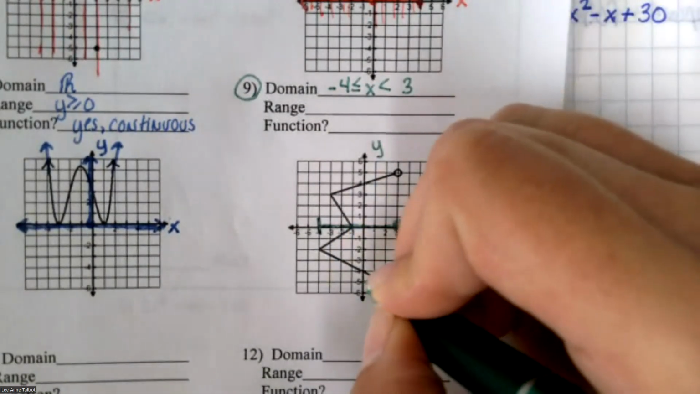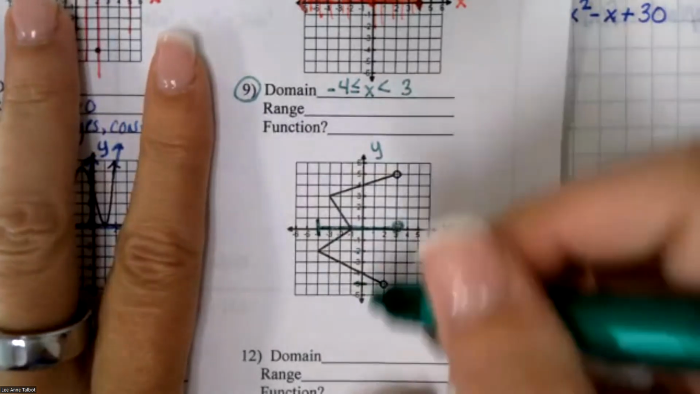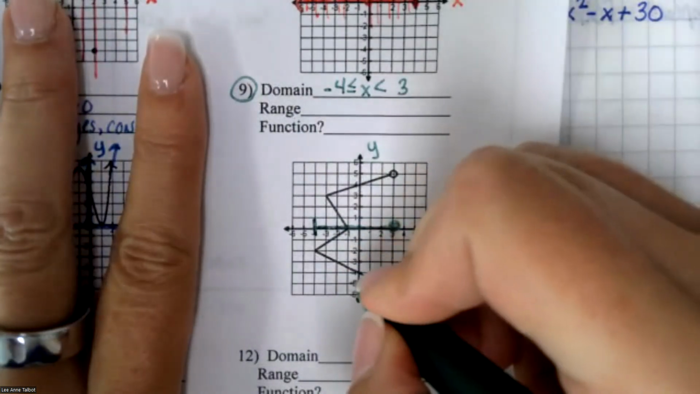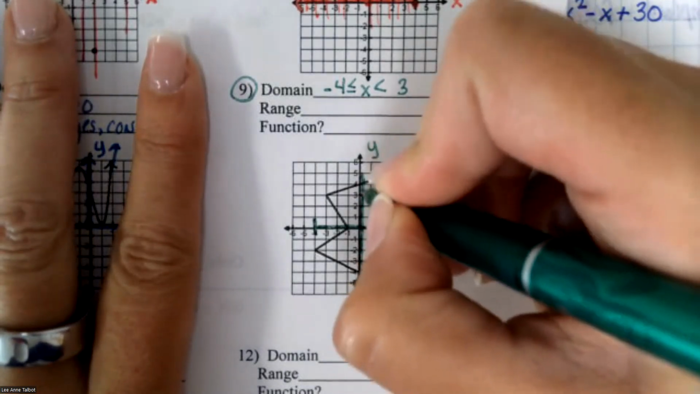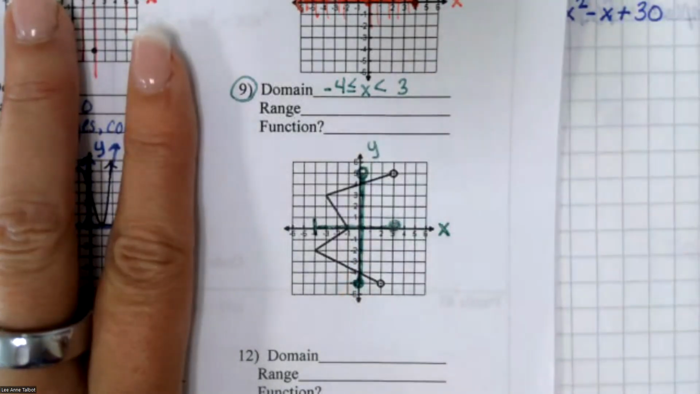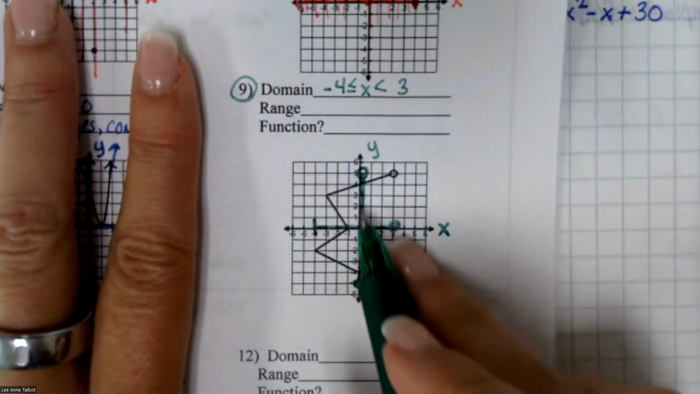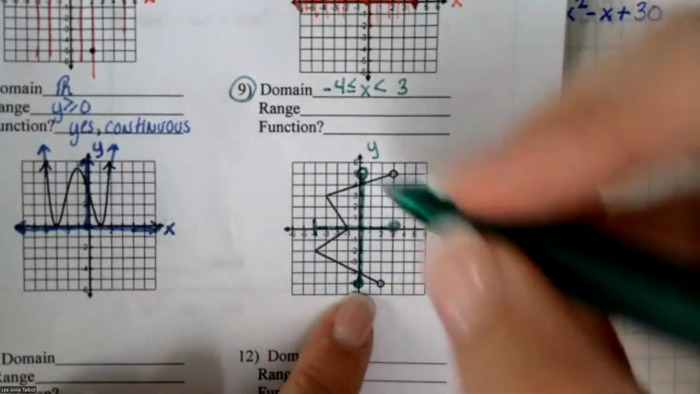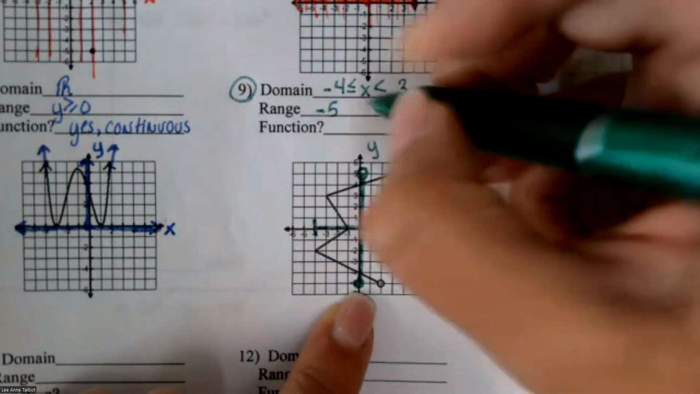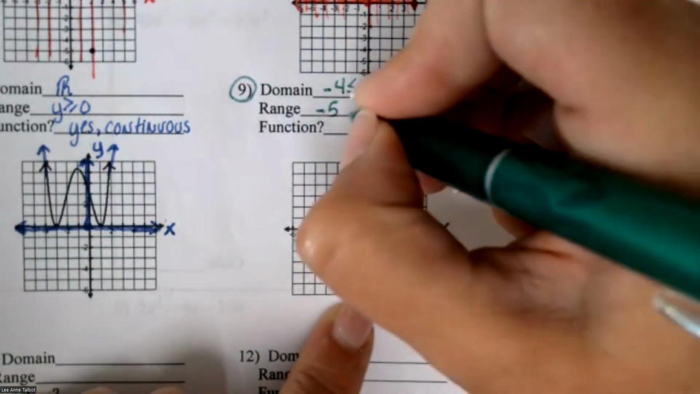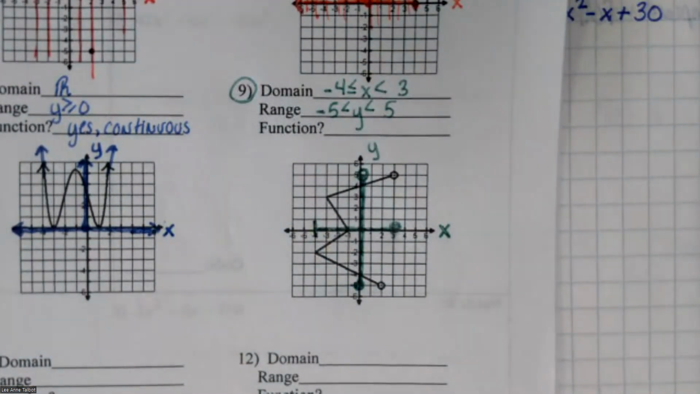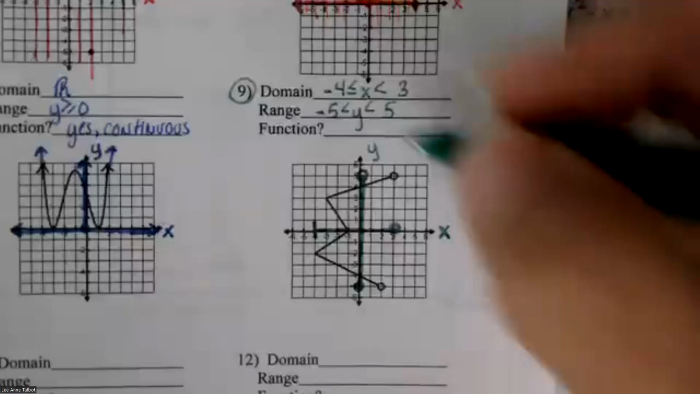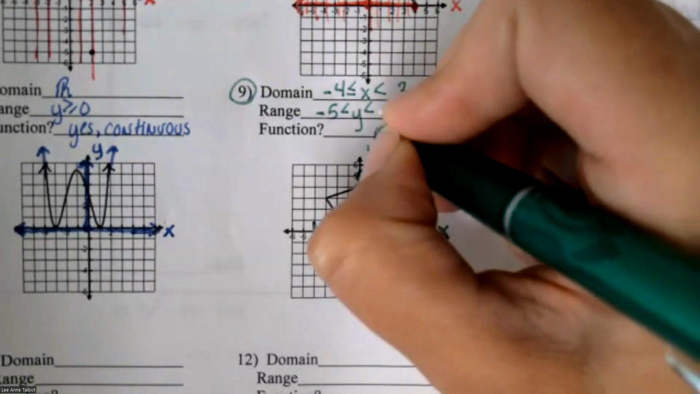Range, bottom to top. Bottom is down here. Oh, but it's open. I just messed that up. Okay, open circle. Travel up, up, up, up, up, up. Top point is here. That's also open. Open at the very bottom, open at the very top. This one goes from -5 to 5. It's the Y, and they're both open. Is it a function? No.